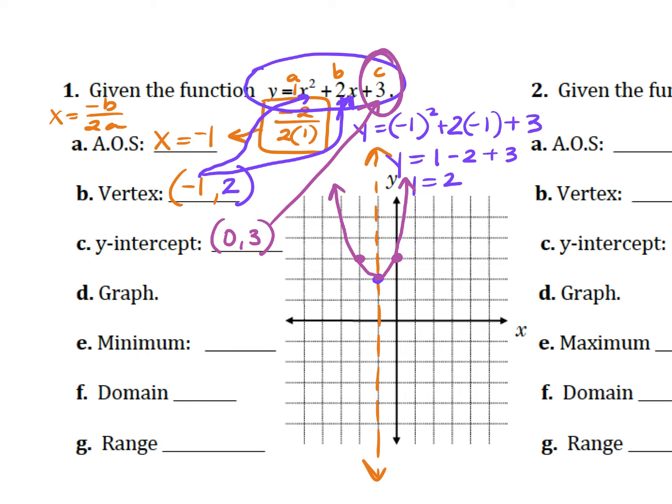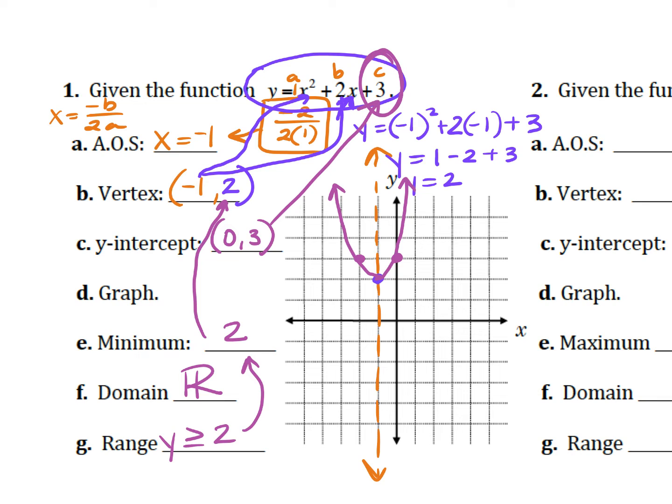Okay. Can you tell me the minimum of this graph? 2. It's still the same as it was before. It's the y value of your vertex. What's the domain? All real numbers. And then what's the range? Y is less than or equal to or greater than or equal to? Greater than or equal to. Your y value is going to be greater than or equal to, and that's just your minimum number, right? So your y value is always above that 2 for that one.